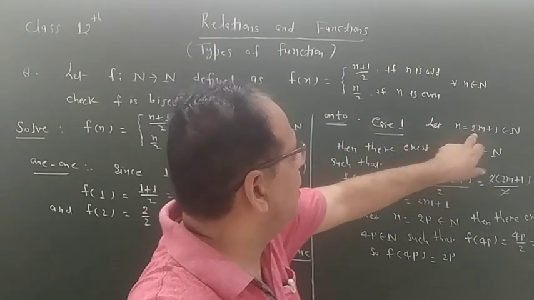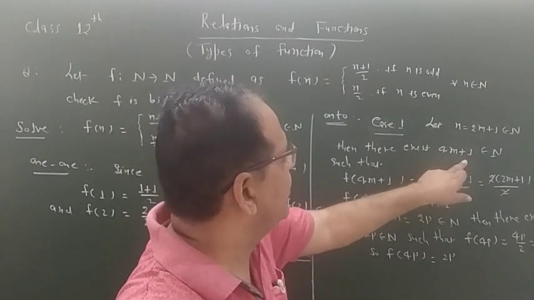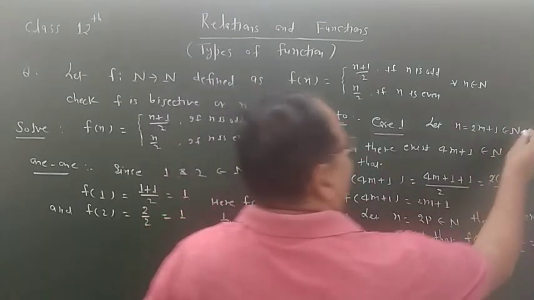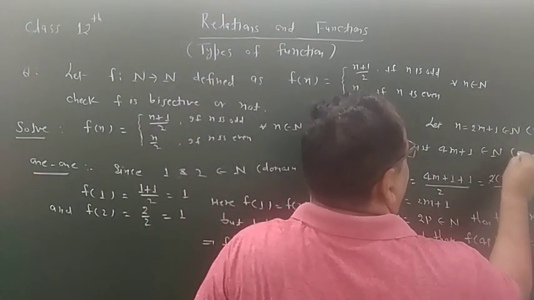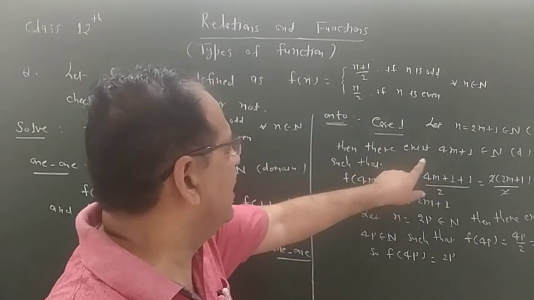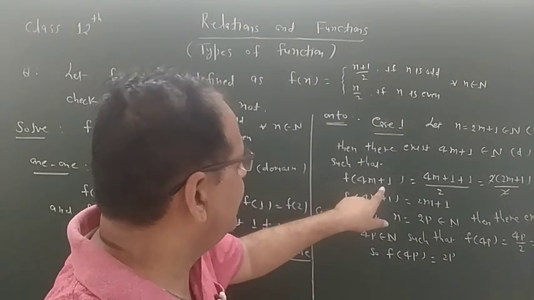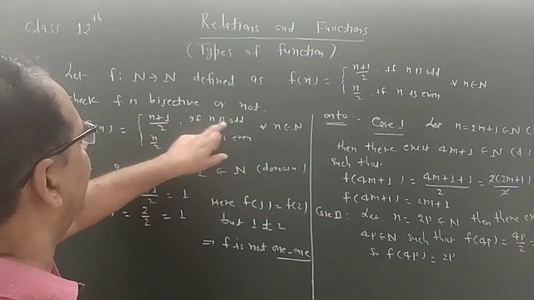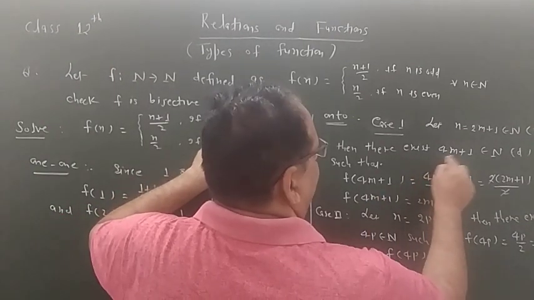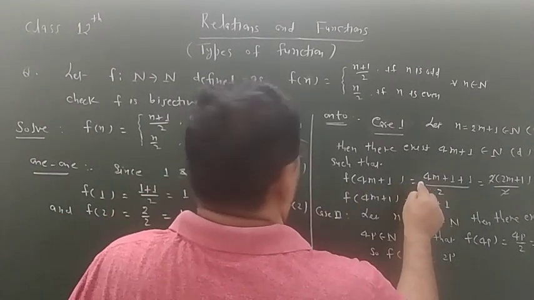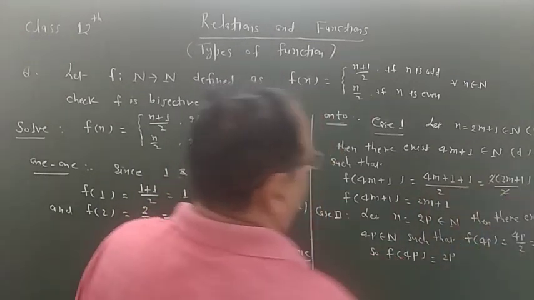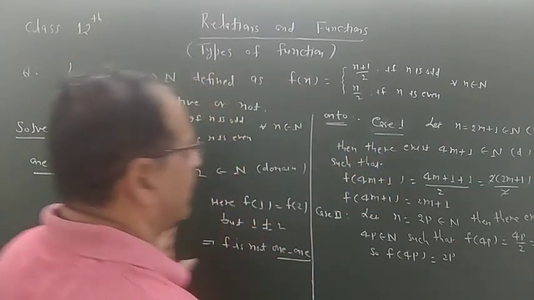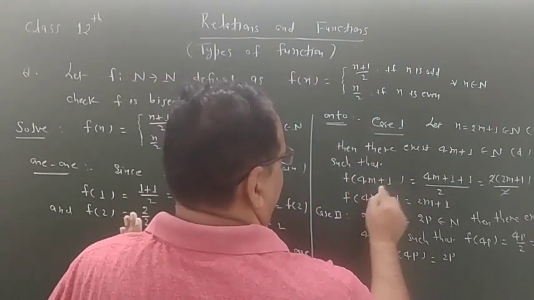So in this condition, if 2m plus 1 is an odd number, then there exists 4m plus 1. If 2m plus 1 is odd, 4m plus 1 is also odd. This is in the domain and the other is in the codomain. So we want to check whether the image of 4m plus 1 is 2m plus 1 or not. By the definition f(n) equal to (n plus 1) upon 2 when n is odd, 4m plus 1 is also odd. So (4m plus 1 plus 1) upon 2 gives 2m plus 1. That means each odd natural number of the codomain is the image of some 4m plus 1 of the domain.